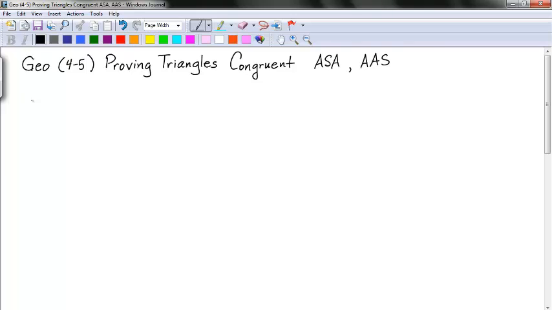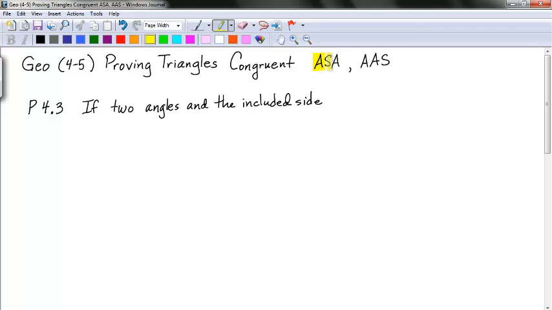First, there's a couple of postulates, or postulate and a theorem. Postulate 4.3. It says if two angles and the included side, two angles and the included side, and if you look, you can tell up here, there's two angles and there's a side in between.